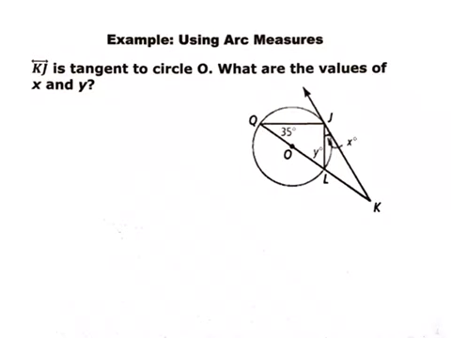And then KJ is tangent to circle O. What are the values of X and Y? So angle X is here, angle Y is here. All right, well, let's see what we can figure out. What we see first is angle X cuts this arc here, which is also cut by this central angle here as well. So that means X also has to be 35 degrees, because two angles that cut the same arc and essentially have the same relationship are going to be equal. So X is 35.